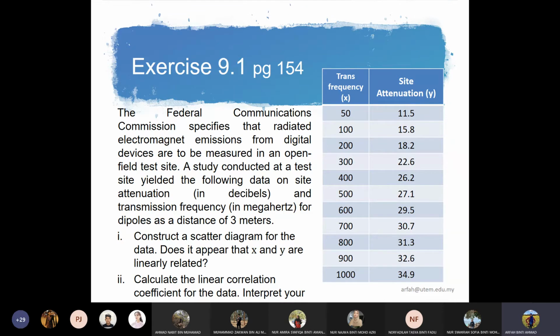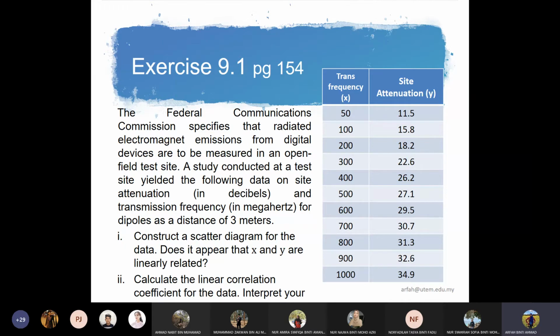Okay. So in order to do the test, dia ambil data antara frekuensi dan juga site attenuation for the digital devices. So data is recorded in there. So dia kata transmission frequency will determine the site attenuation of the digital devices. So the data is as shown in the table.